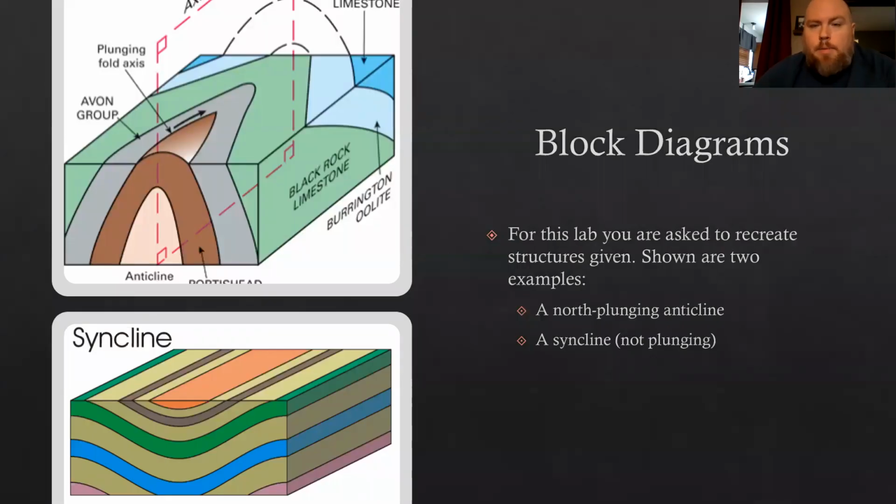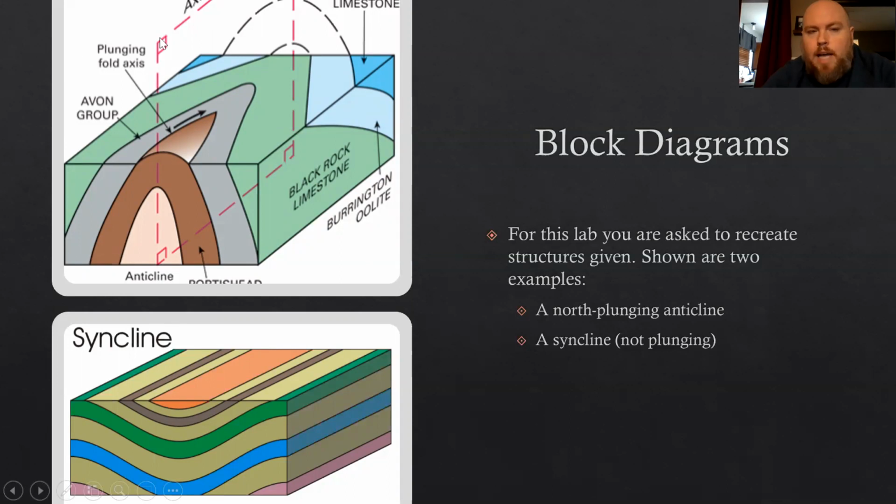Okay, so in this lab, you're going to be asked to recreate structures. I give you a description of a structure, and you are meant to create a block diagram, which you're given a blank one of, that describes each of those structures. So here are two examples of what you may see in a completed block diagram, okay?